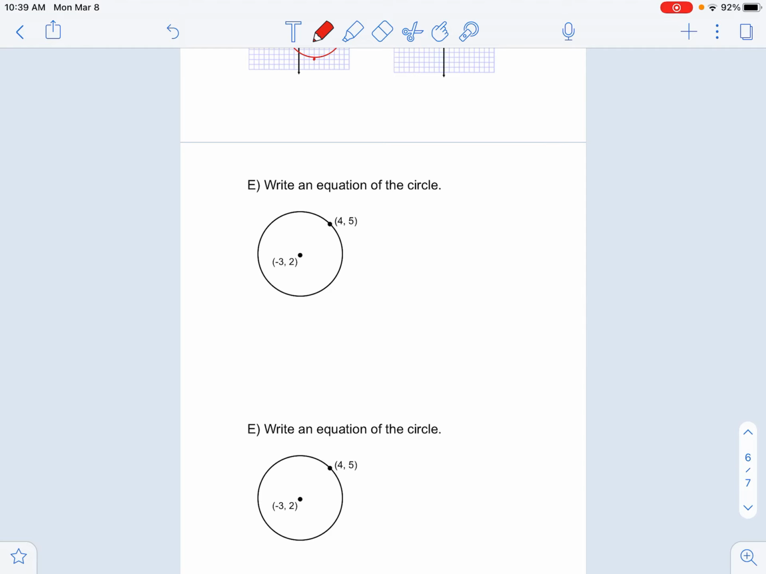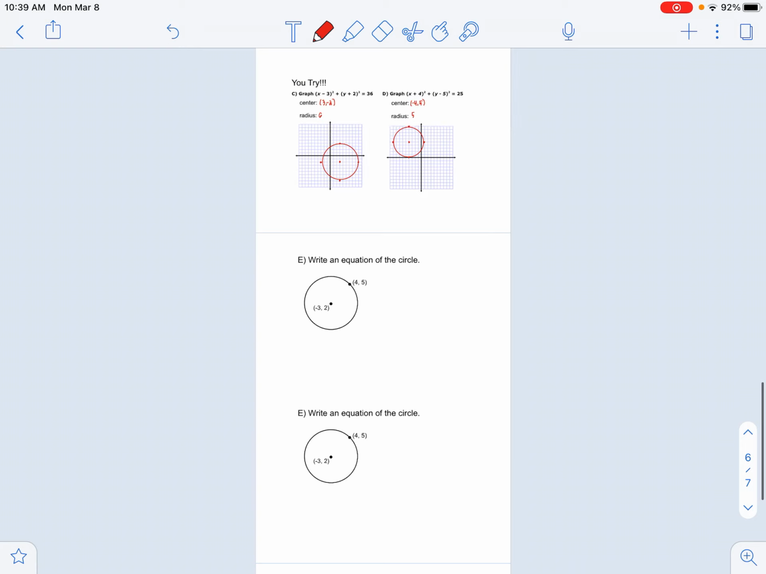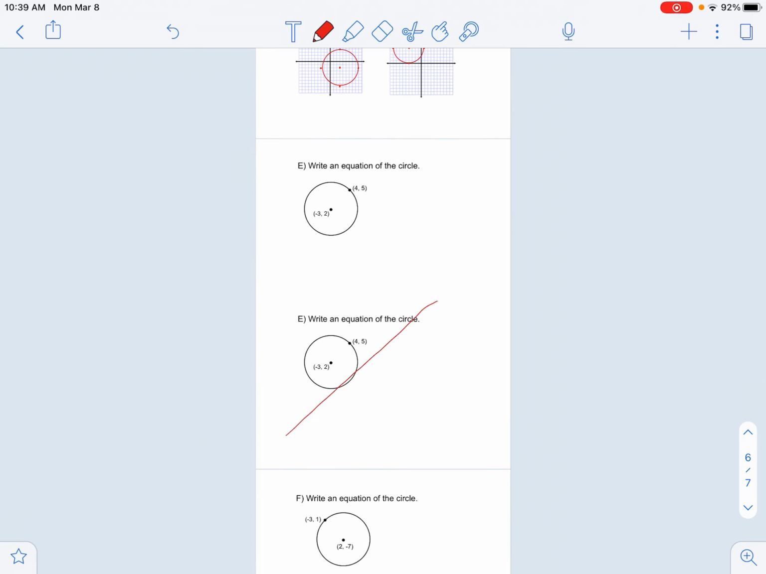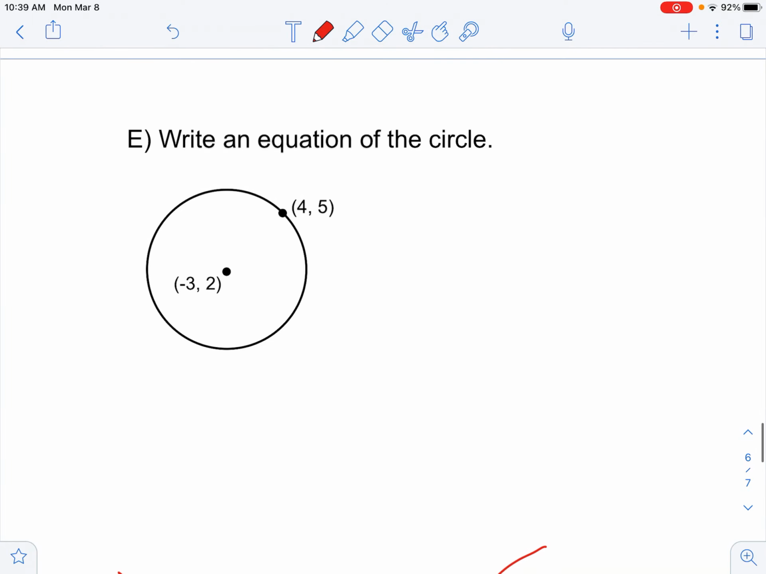Hold on, let's see, what's this one? Oh, it's just a repeat. Okay, so we're only going to do 2 of them. I'm going to do one with you, and then you're going to try one on your own. Oh, it's just E repeated on accident. That's what it is. Okay, write an equation of the circle, okay?